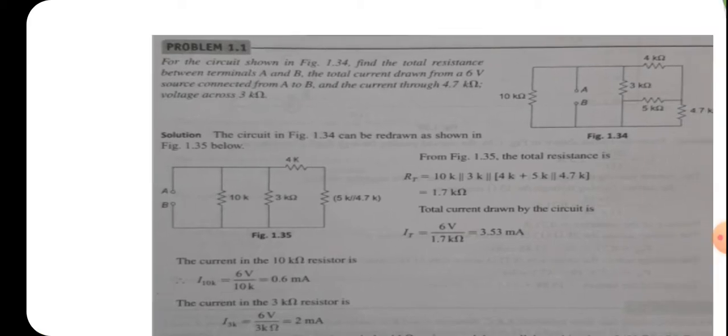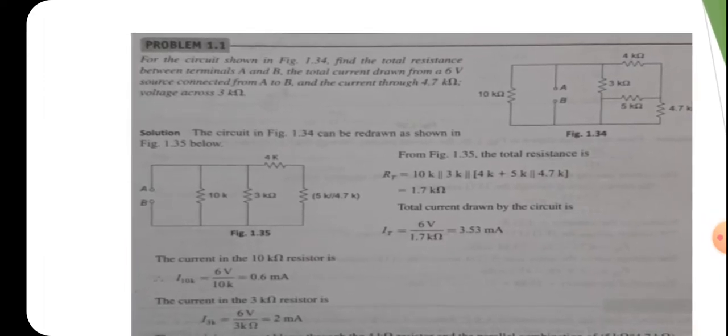So I will read the question again. For the circuit shown in figure 1.34, find the total resistance between terminals A and B. The total current drawn from a 6-volt source connected from A to B, and the current through 4.7 kilo ohm, voltage across 3 kilo ohm. So first of all, you should look at the circuit which is shown in the figure 1.34.